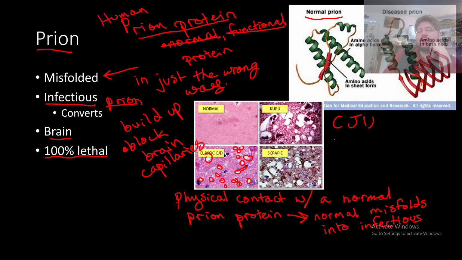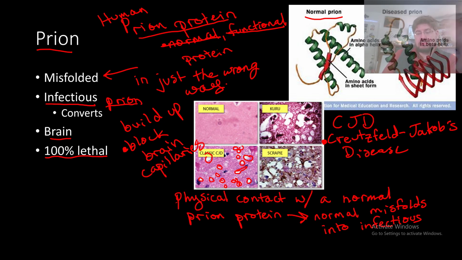So CJD is the classic human prion disorder, Creutzfeldt-Jakob disease. I'm probably going to spell Creutzfeldt wrong, but Creutzfeldt-Jakob disease. Now, if you want to know, sort of as a layman, what it's like, it's basically mad cow disease. In fact, in the few instances where people ate tainted meat that had cow prions in it, they got cow-induced Creutzfeldt-Jakob disease. It's mad cow.